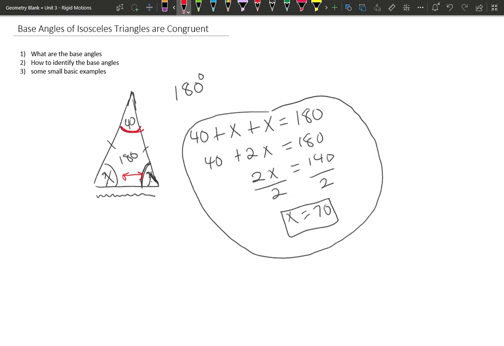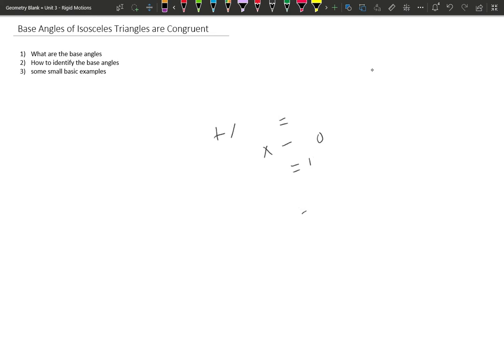Let's take a look at something else. Let's do one more like this and one more that's a little bit different. So let's make this triangle a little bit weirder. If you're given this triangle only, you can't do anything with it. I'm going to say this side is congruent to that side, and let's say, just to keep it easy, that angle up there is 80.